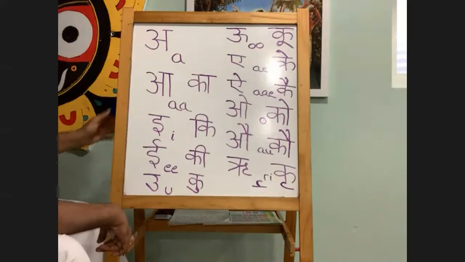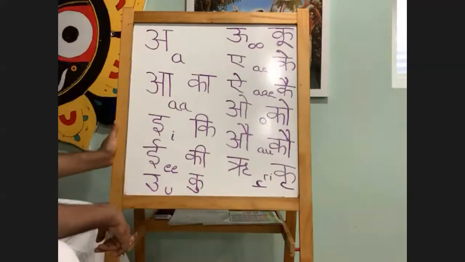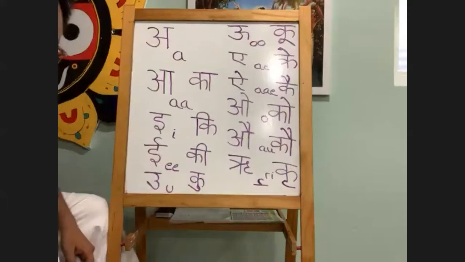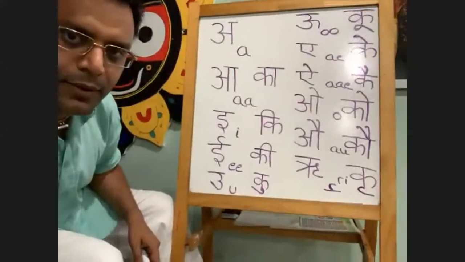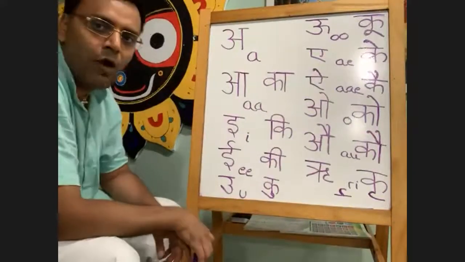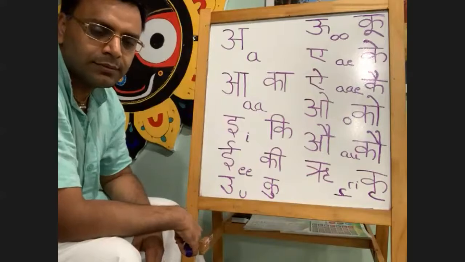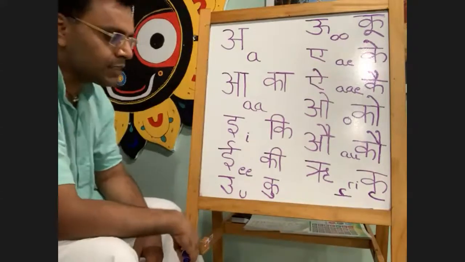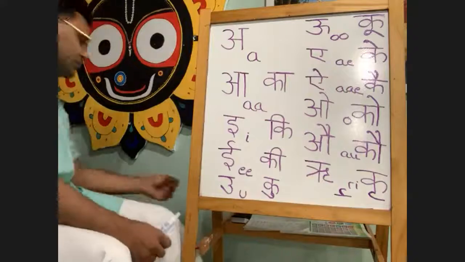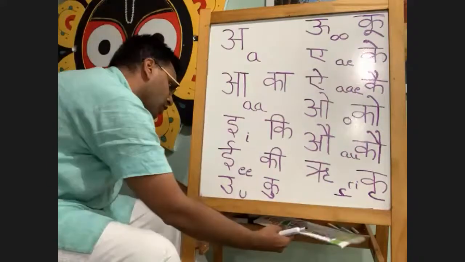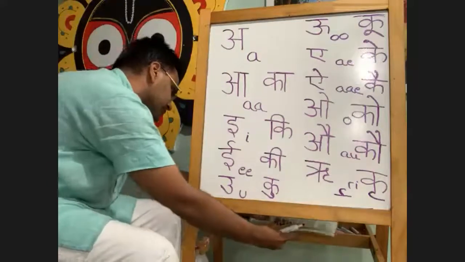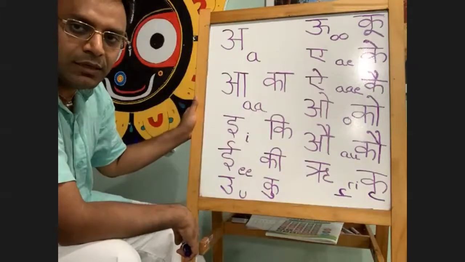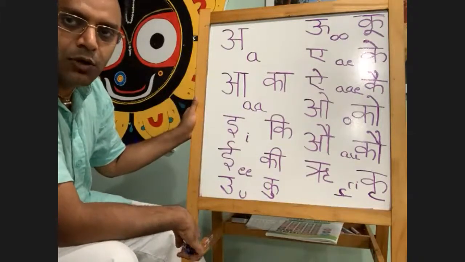Jagdish, you want to ask your question now? Yes, Prabhuji. What are these letters called? These letters are called vowels. No, in Sanskrit. So there is Shabd and Vyanjan. Okay, in Sanskrit, these are called swar. Consonants in Sanskrit are called Vyanjan, and the vowels are called swar.